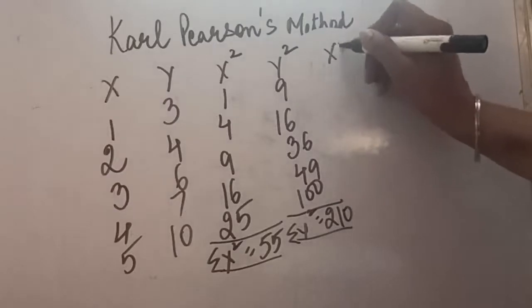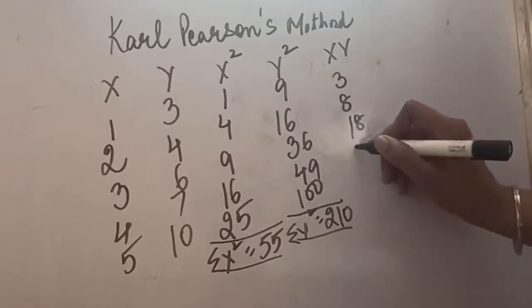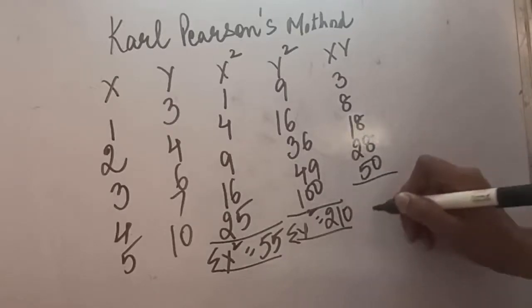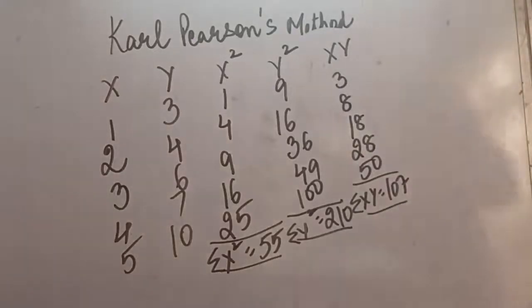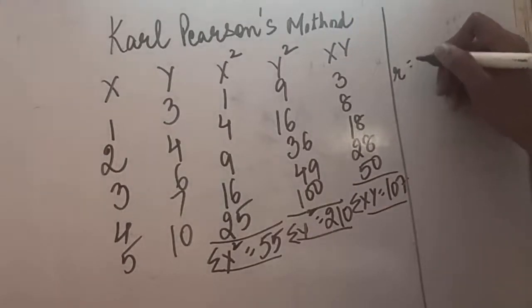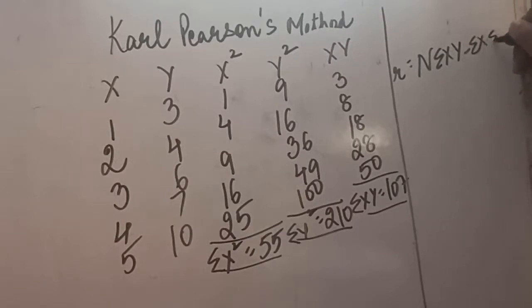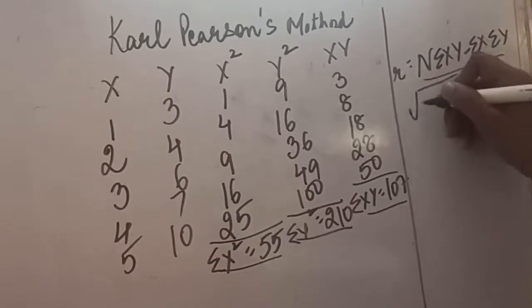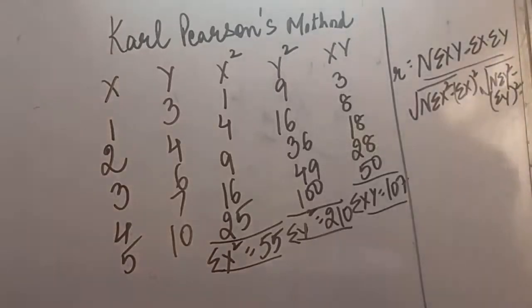Next, we will be requiring in the formula sigma xy. So multiplying these two: 3, 8, 18, 28 and 50. Adding this, we will get sigma xy, that comes out to be 107. Now if you remember the formula, this was the formula, r is equal to n sigma xy minus sigma x into sigma y divided by under root n sigma x square minus sigma x whole square, under root n into sigma y square minus sigma y whole square. Now you have all the values here. You can apply these values in this formula.